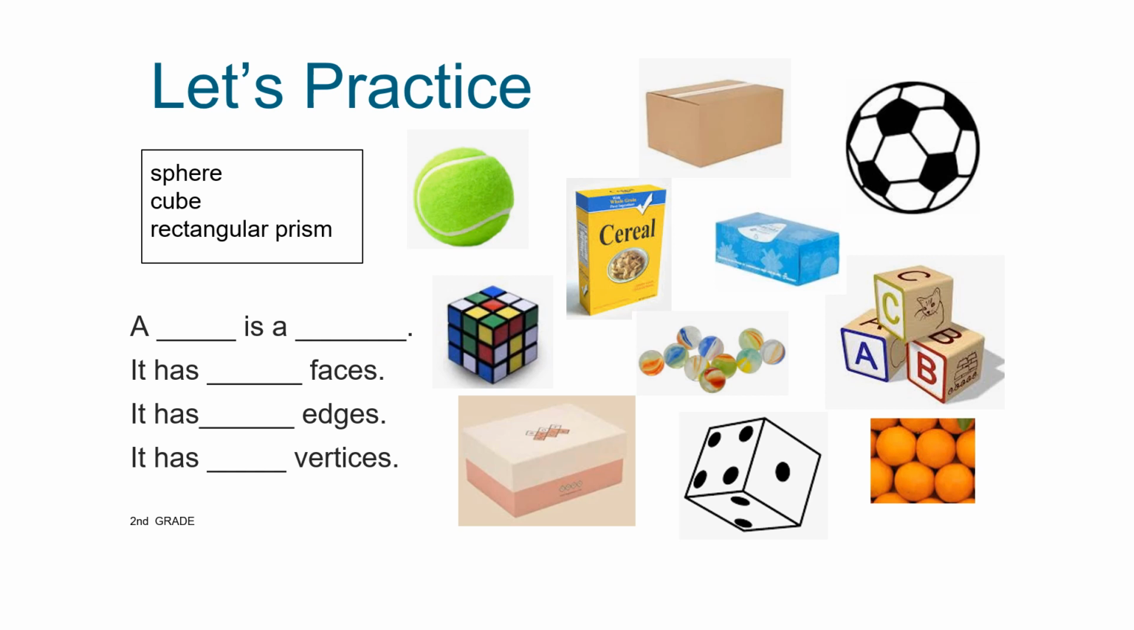Let's try another one. Let's look at a tissue box. Fill in the sentence. A tissue box is a blank. Is it a sphere, a cube, or a rectangular prism? A tissue box is a rectangular prism.